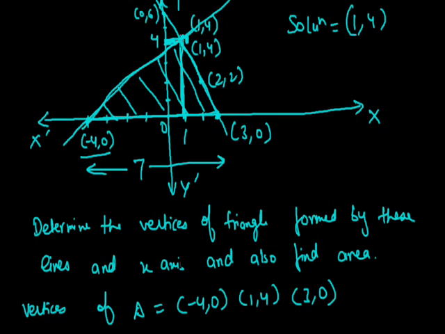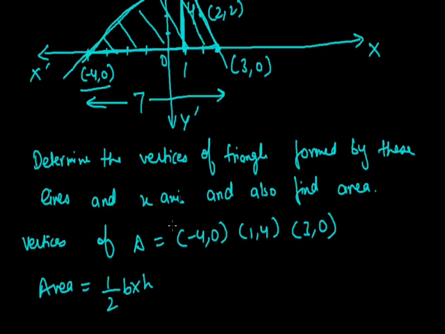And the height, from this point to the x-axis, is 4 units, because the y coordinate is 4. The y coordinate represents the distance of this point from the x-axis, so height becomes 4. Keeping the values here, half, base is 7 and height is 4, and solving it we get 14 square units. In this way we can find the area of the region bounded by these linear equations with the x-axis or the y-axis, and also find the vertices. So this is the method of finding the solution of simultaneous linear equations by the graphical method.